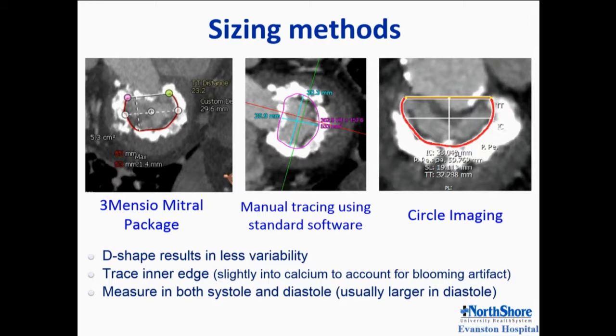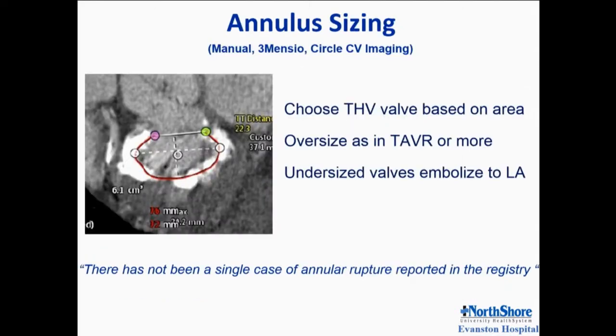We try to trace the inner edge. Sometimes this is from Didi, she likes to go a little bit on the inside to account for the blooming artifact, because she doesn't want to undersize, as that can lead to embolization. It's important to measure both in systole and diastole, so we learned that we really need the entire cardiac cycle, or all the phases of the cardiac cycle. Most of the times it's larger in systole, but sometimes it can be larger in another phase, so it's important to look at all of them.